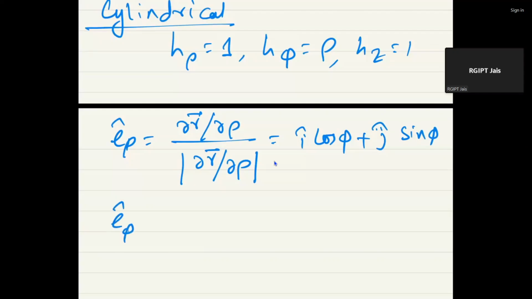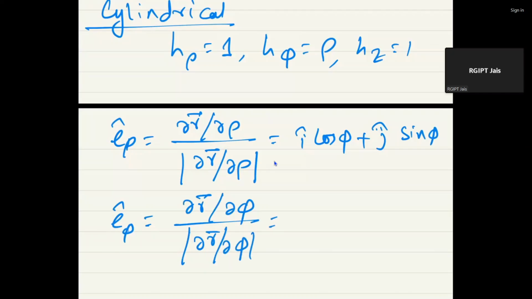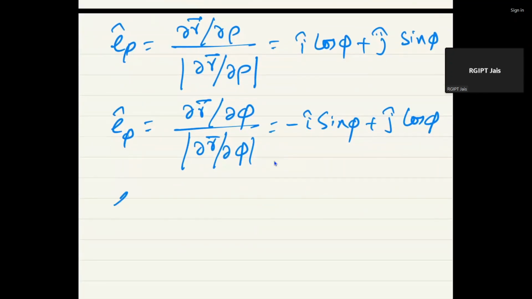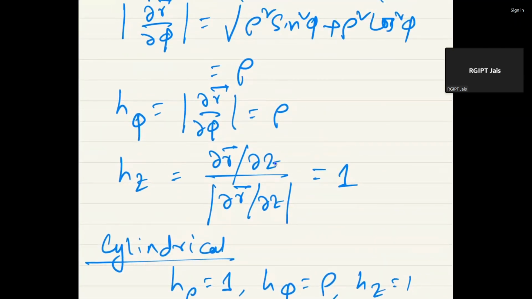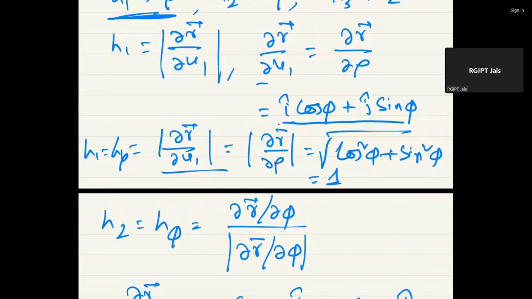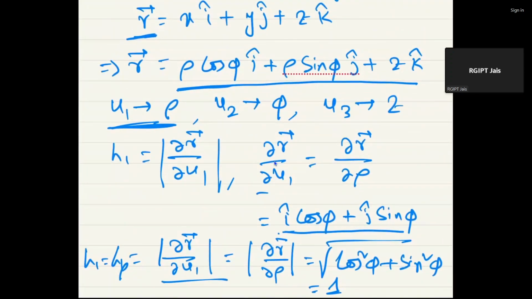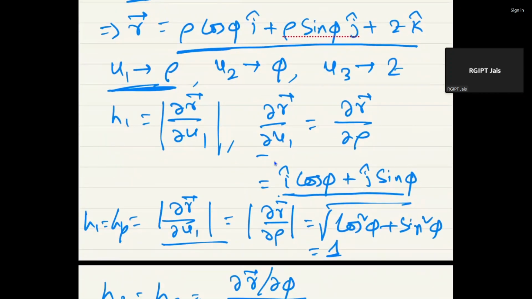Similarly, E phi cap is del R by del phi divided by mod of del R by del phi. This will be minus i cap sin phi plus j cap cos phi. And similarly, E z cap will be del R by del z divided by mod of del R by del z, and this will be k cap. So this way you can find the unit vectors for any coordinate system if you find the scale factors and do this partial derivative.